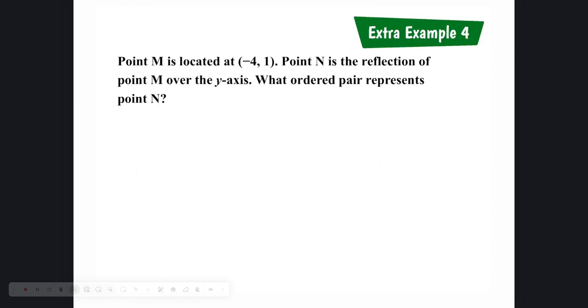Extra example 4. You'll try this problem by yourself. Point M is located at (-4, 1). Point N is the reflection of point M over the y-axis. What ordered pair represents point N? Pause the video and try this problem on your own. When finished, unpause the video to see if you were able to successfully solve the problem. The answer to this problem is the ordered pair (4, 1).